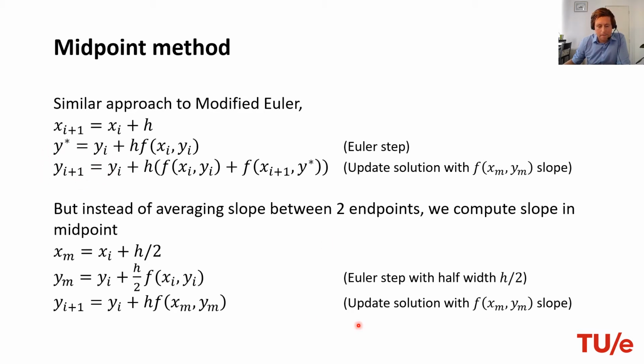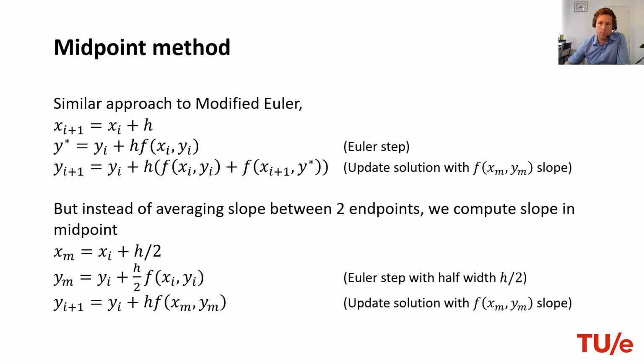Now, in the midpoint rule, or the midpoint method for solving ODEs, the approach is very similar, but instead of taking a full Euler step here, we take a half Euler step using the current slope at the current step i. So we take a step with half width, h over 2, and then we use the slope at this midpoint in between point i and point i plus 1. We use the slope at that midpoint in order to update the solution in the next step.